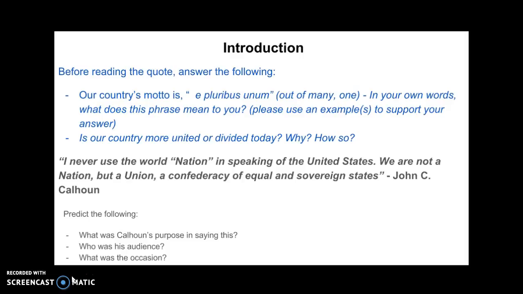All right, now that you've done the first part dealing with our country's motto, let's look at this quote. This quote is by John C. Calhoun, and it goes as follows. John C. Calhoun says, I never use the word nation in speaking of the United States. We are not a nation, but a union, a confederacy of equal and sovereign states. Now, I haven't given you a lot of context, so just based on what is being said by Calhoun, I want you to predict the following. What do you think Calhoun's purpose was in saying this?